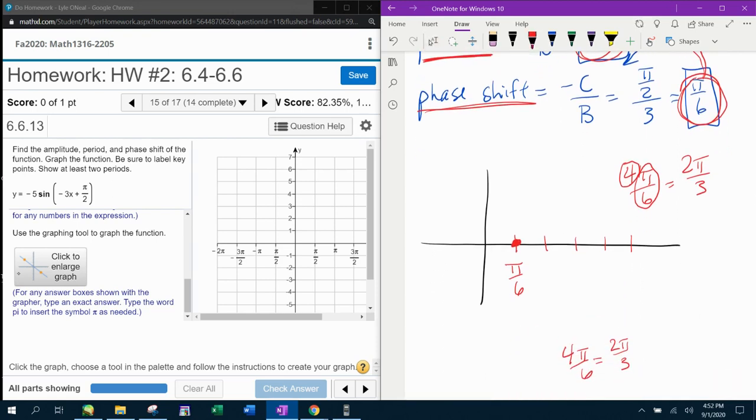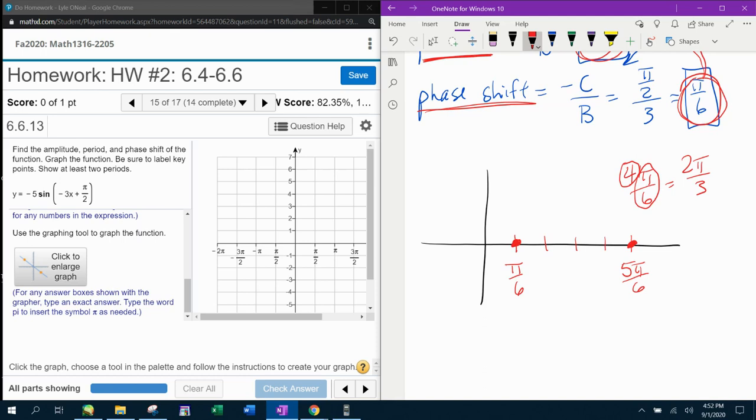So now what I need to do is count over again to figure out what to label this last hash mark. So we're going to count from the origin by 6ths, okay? 1, 2, 3, 4, 5, 6. So this last hash mark should be labeled 5 pi over 6. And that's where this graph is going to finish. Oh, and remember, you always finish where you start. So if I start on the x-axis, I'm going to have to finish on the x-axis.